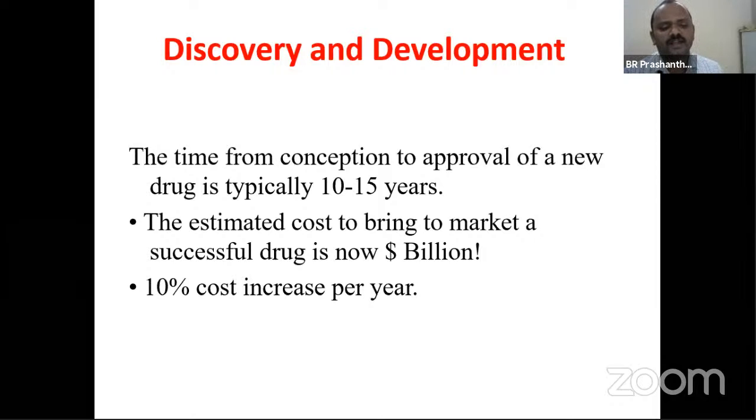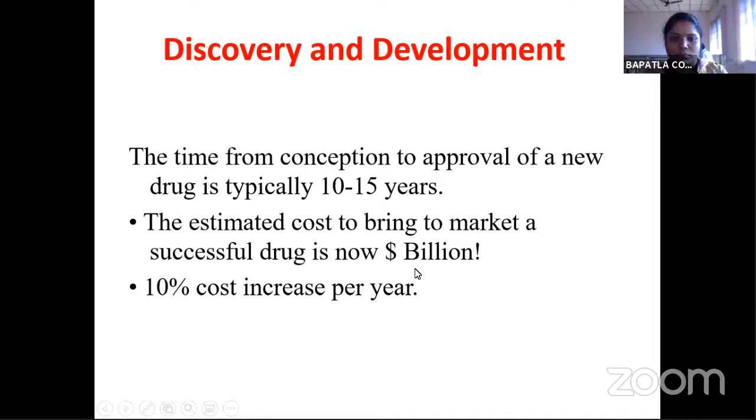Okay, and the cost of bringing a drug to market, the money it takes, increases every year. Maybe some 10% increase every year because of inflation.